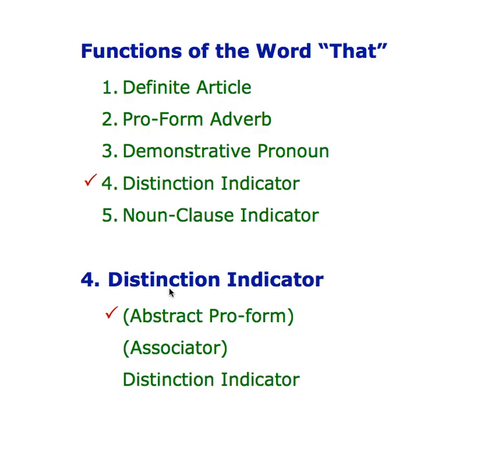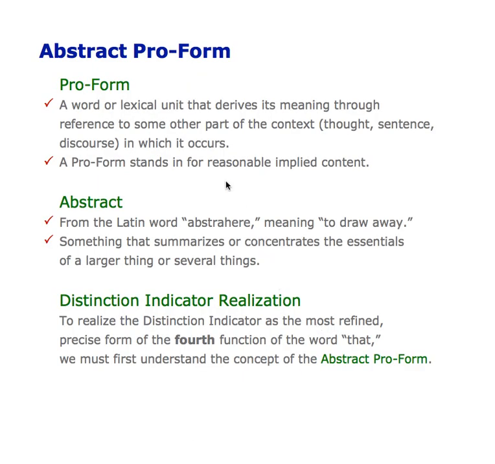Now, to get to the distinction indicator itself, I had to go through the concepts of abstract proform, the concept of associator, and then I finally got to the actual distinction indicator. Now, a proform is a word or lexical unit that derives its meaning through reference to some other part of the context, be it a thought, sentence, or discourse in which it occurs. A proform stands in for reasonable implied content.